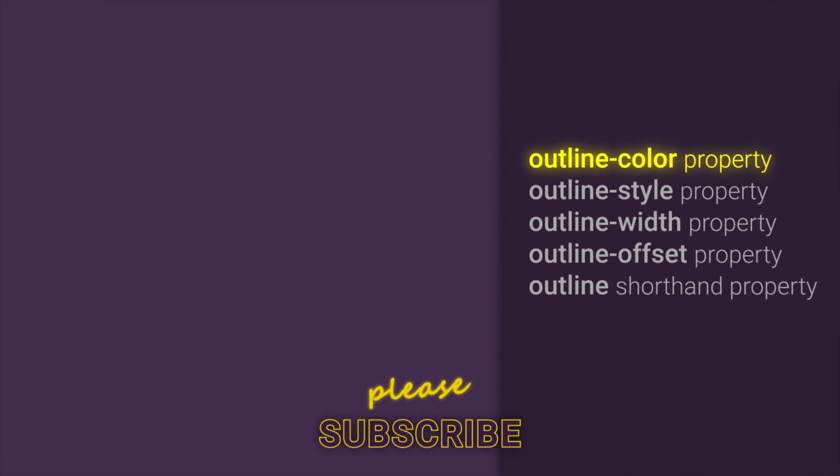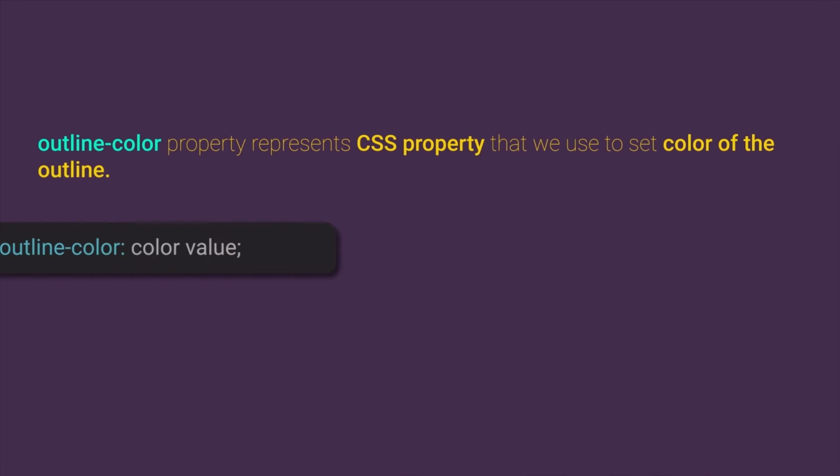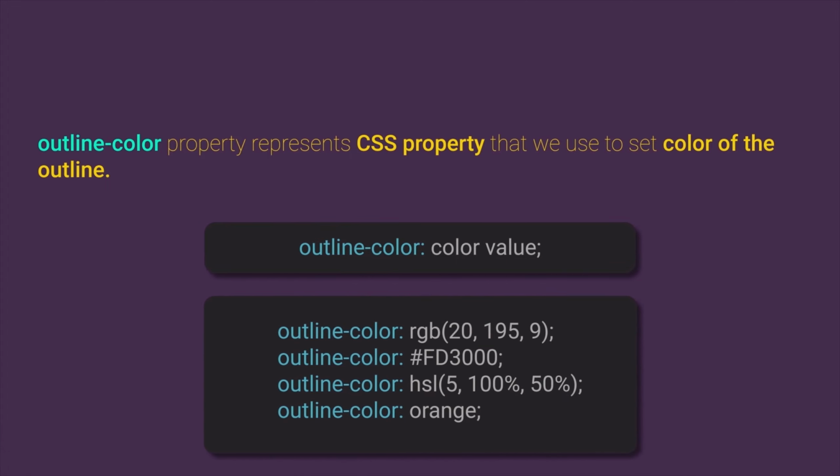What is the outline color property? The outline color property is a CSS property that we use to set the color of the outline. For the color value, we can use RGB value colors, hexadecimal value colors, HSL value colors, or predefined CSS colors. Okay, let's see some examples for this.